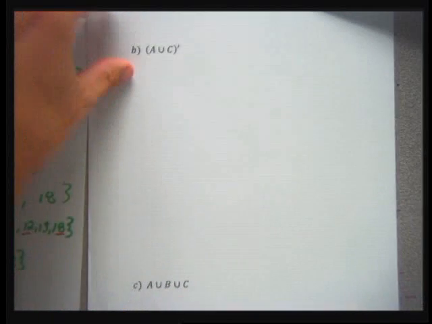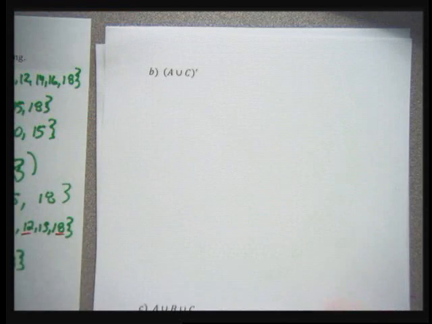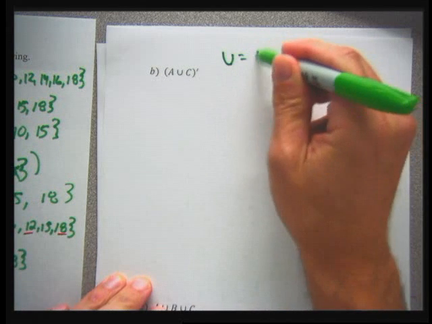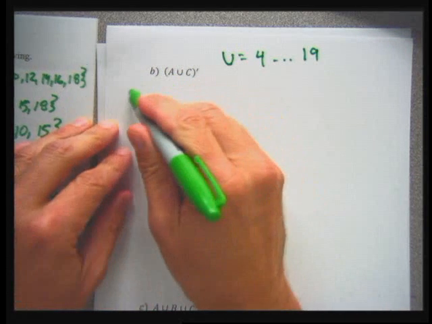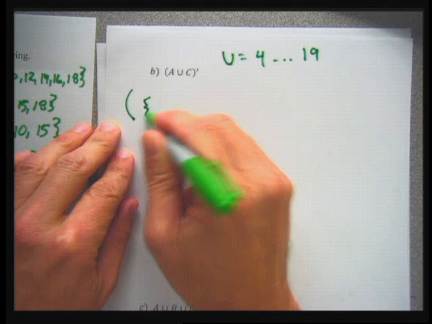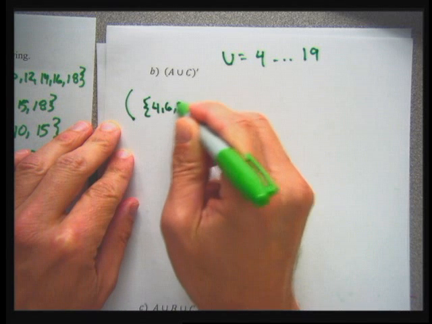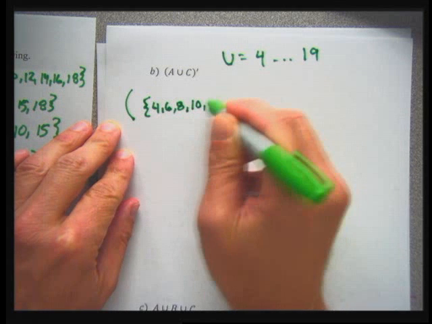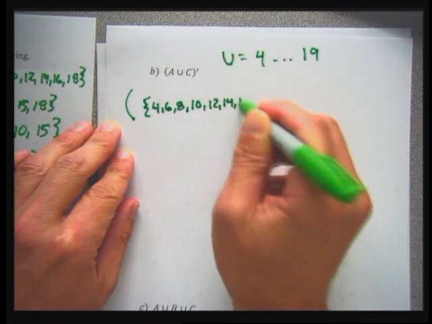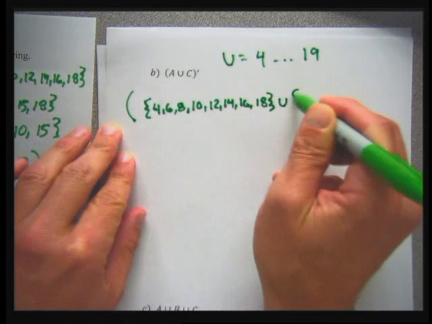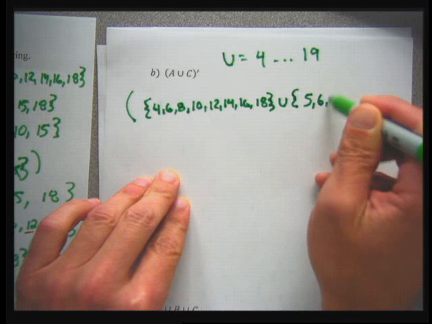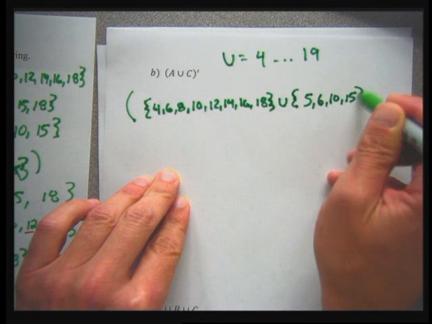So B wants me to do a prime, but it's a prime of A union C. So the universe for this problem contains the numbers from 4 to 19 as near as I can tell. To do A union C, A we figured out, or I figured out, was 4, 6, 8, 10, 12, 14, 16, and 18. C is 5, 6, 10, and 15.